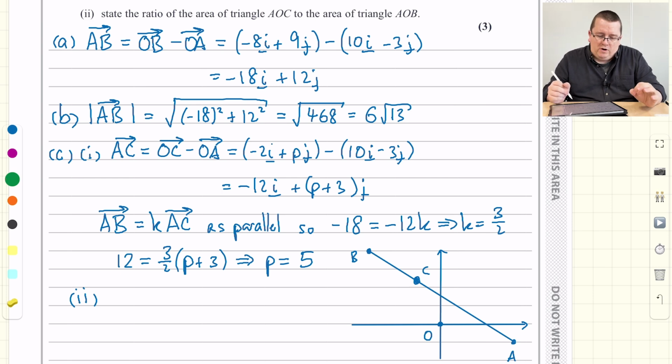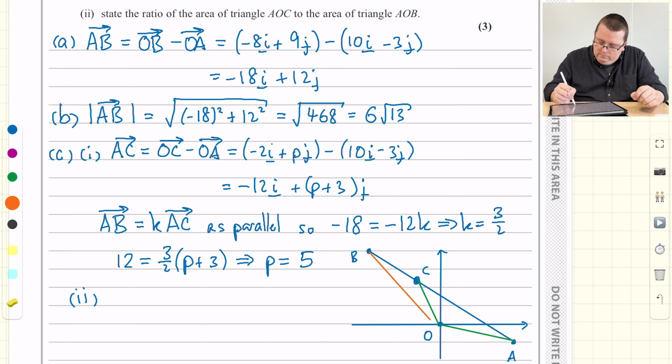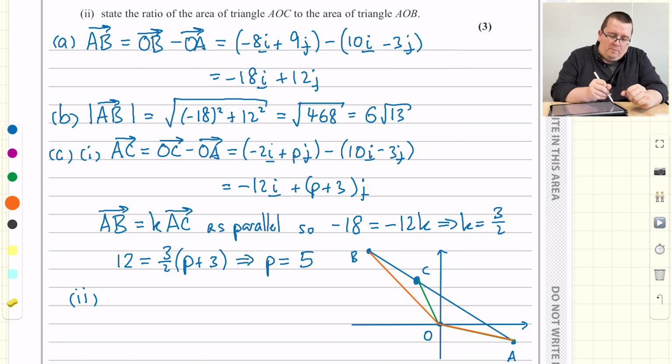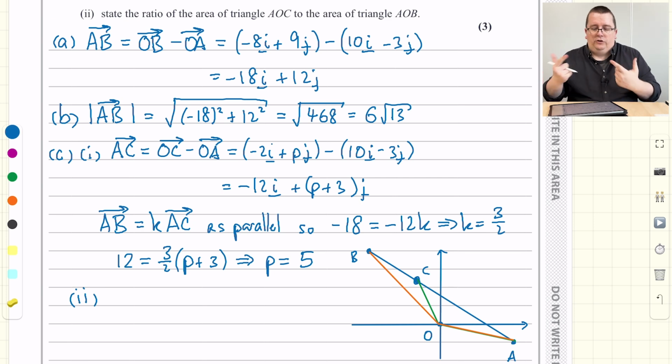So we are considering the area of triangle AOC, which is that one there, to the triangle AOB. Okay, so you can see that triangle AOB is larger than triangle AOC. And we know from getting the k as 3 halves that AB is 3 halves times AC.